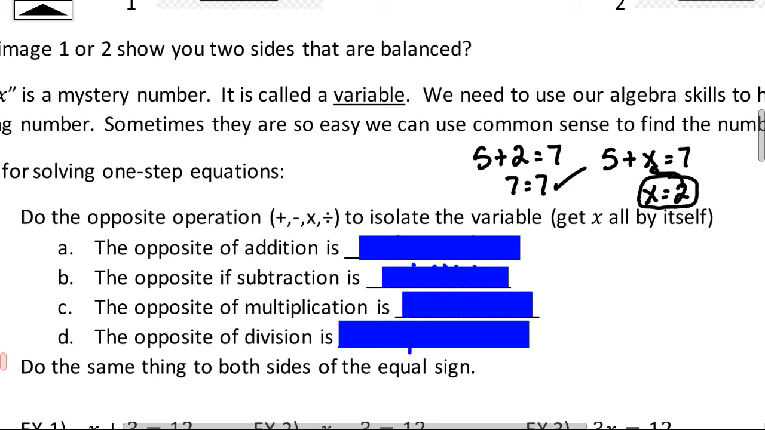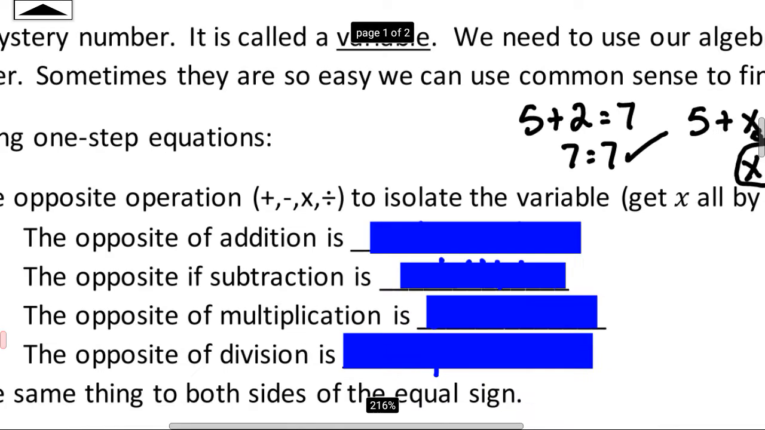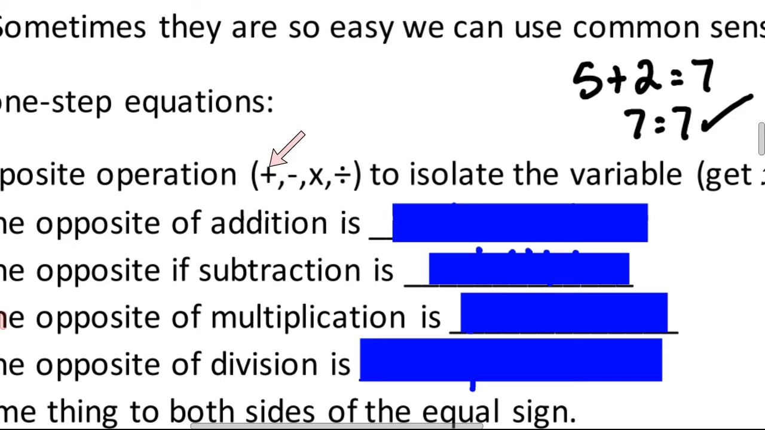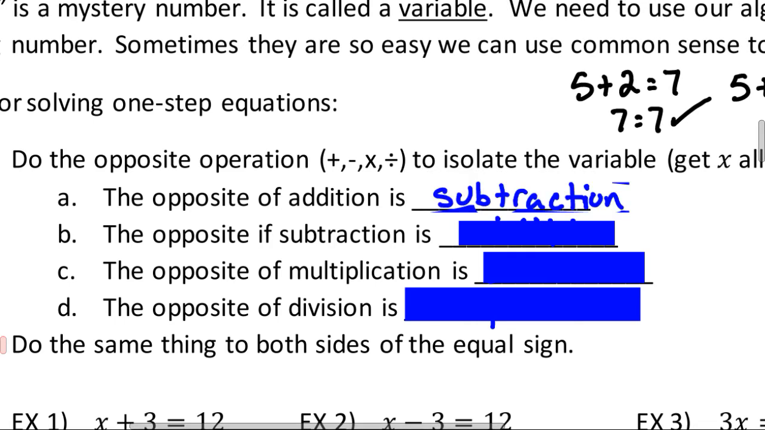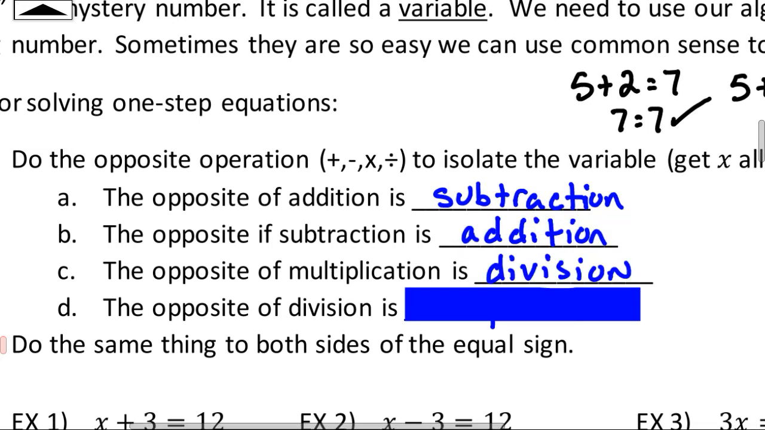So it says, do the opposite operation. So what are these operations? These are the operations of addition, subtraction, multiplication, and division. I'm sure you've heard this before. The opposite of addition is, I'm sure you guessed it, subtraction. The opposite of subtraction is, of course, addition. The opposite of multiplication is division. And the opposite of division, of course, is multiplication.